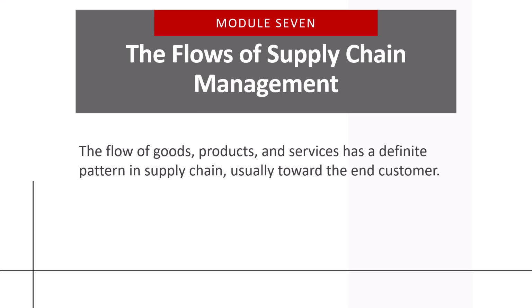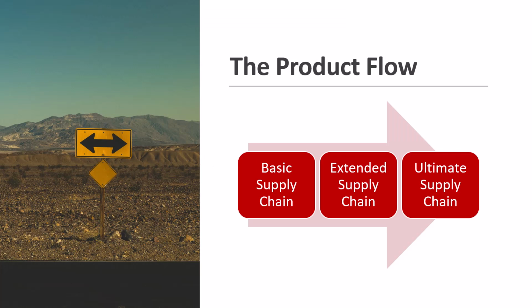In this module, we will look at the three flows of supply chain management: product flow, information flow, finance flow. The product flow. The product flow in supply chain management involves the conveyance of goods, products, and services from the supplier to the customer. This product also includes all back-end processes as well as returns. Sometimes returns are also grouped as an activity under reverse supply chains. The product flow can be one of the following: basic supply chain, extended supply chain, ultimate supply chain.